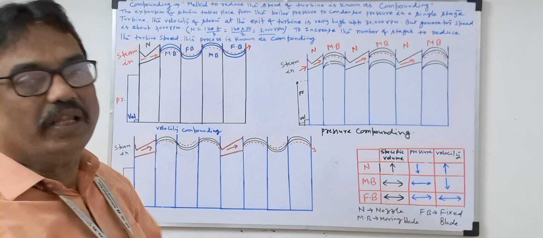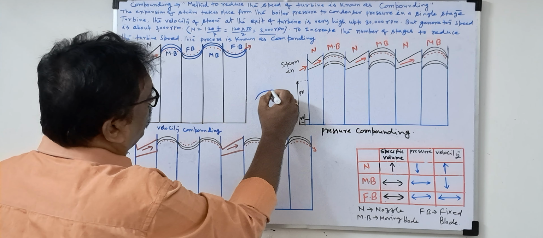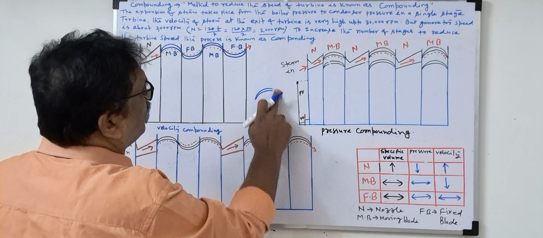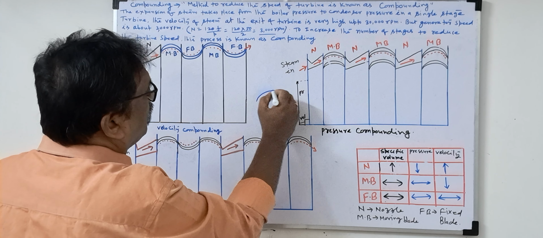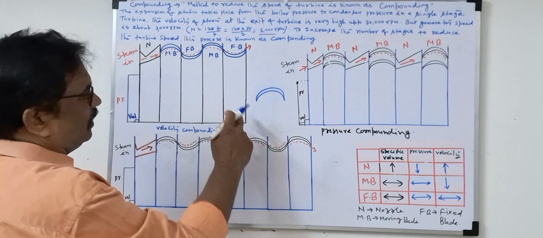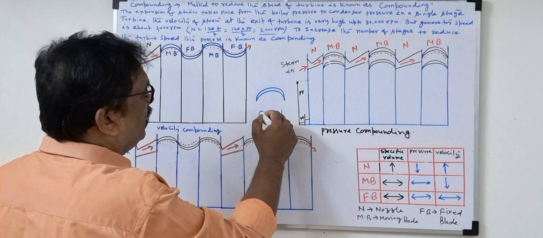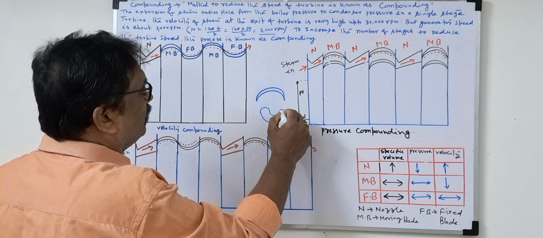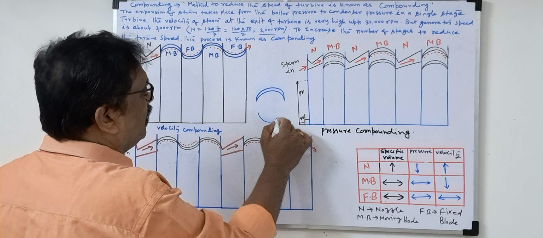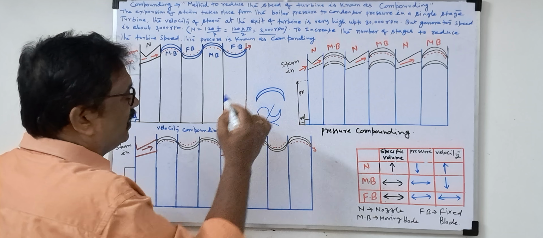Here we are discussing the impulse turbine. The impulse turbine blade will be like this, half moon, an arc. This is the impulse blade. The reaction blade will be like this: this is a profile shape, an aerofoil shape. You can see it like this. We are not discussing the reaction blade now.